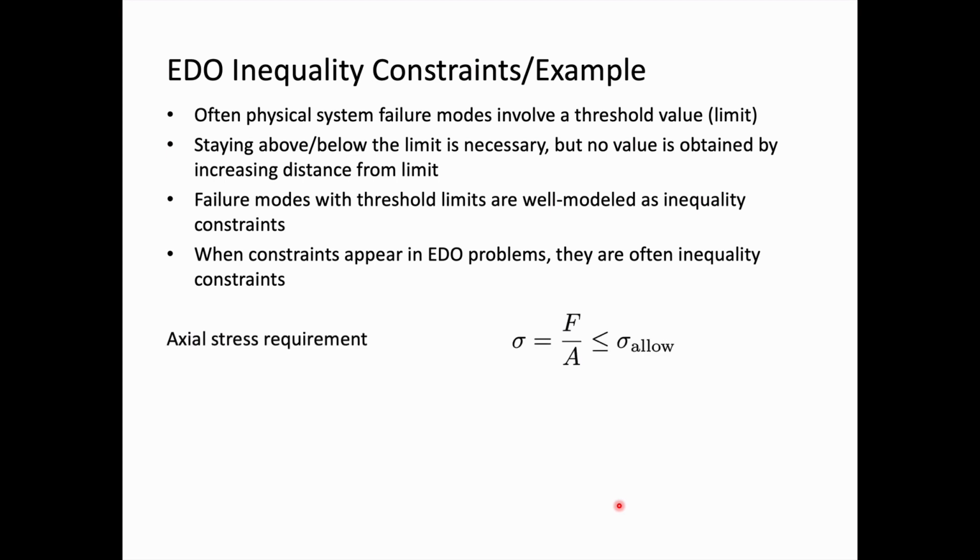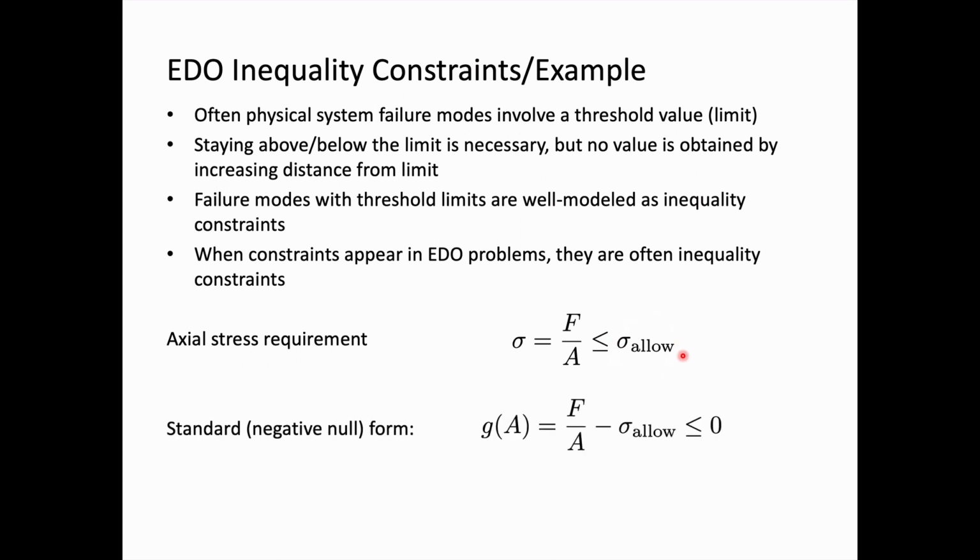So for example, going back to this stress example, say we are using an extremely simple model for the stress in an axial structural component that's in tension. And that's just going to be the axial force divided by the cross-sectional area. And we want to make sure that this axial stress is less than or equal to some allowable stress value. And maybe that already includes a safety factor wrapped up into it.